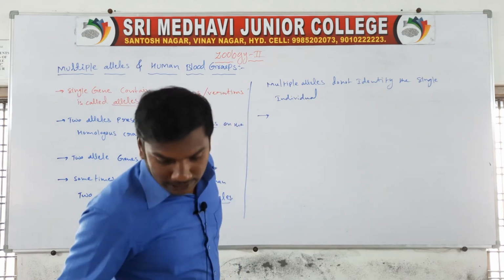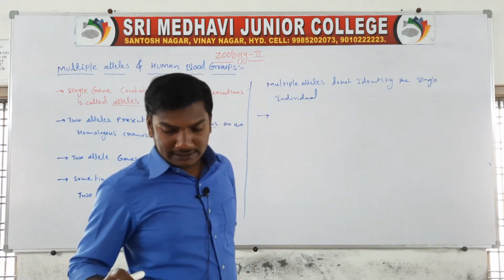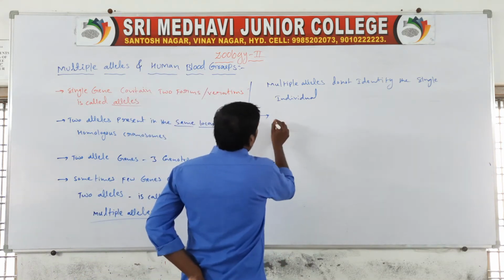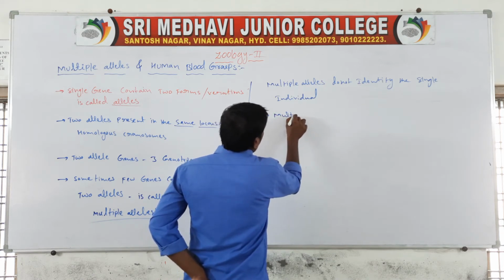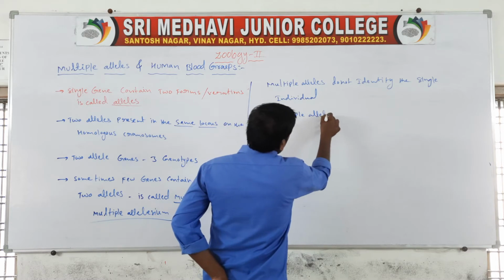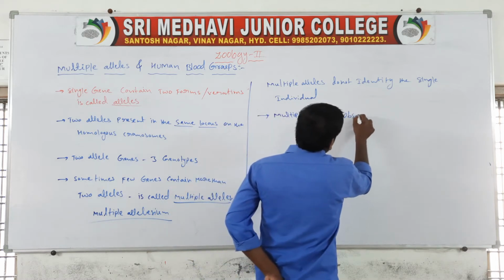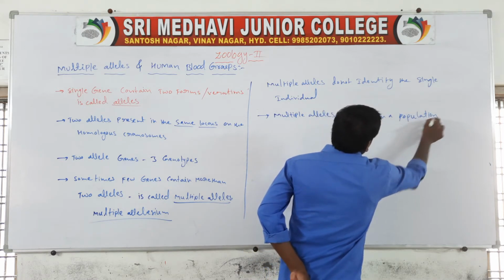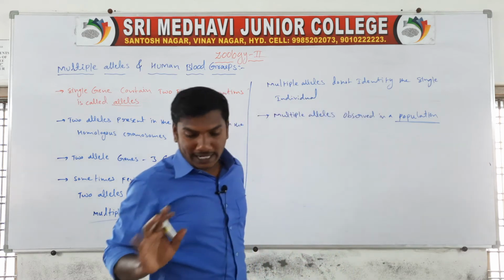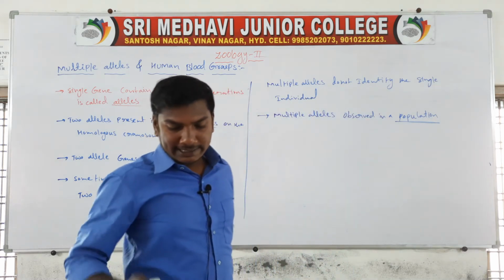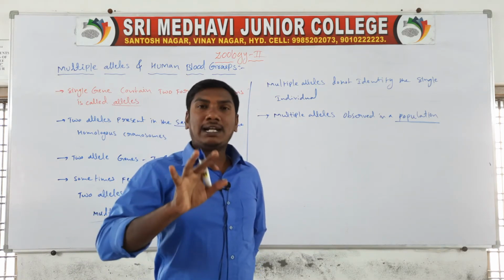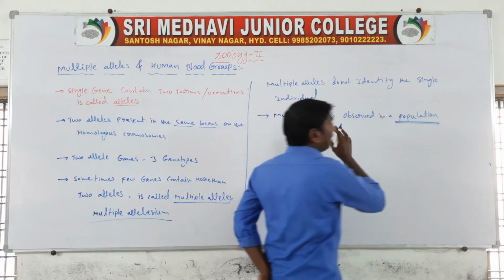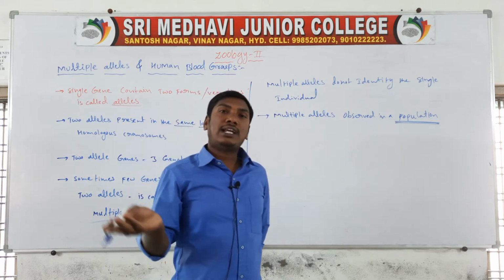The multiple alleles are observed in the population, not in diploid individuals. So, multiple alleles do not identify the single individuals or the diploid individuals. They are identified in a population.